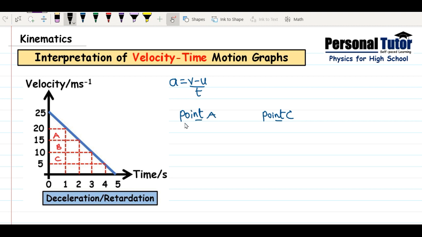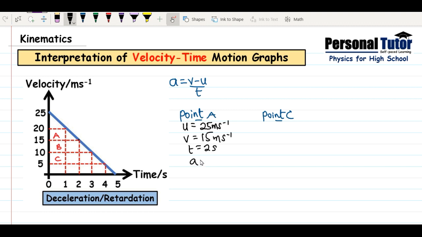For this, let's look for the acceleration for point A and point C. So at point A, let's take it that I start from the very beginning here, 25. So that is the initial velocity, 25 meters per second. Then it travels down to the point A. This is the point A. That marks the final velocity as 15 meters per second. Remember, we are traveling downwards, and the time there is 2 seconds.